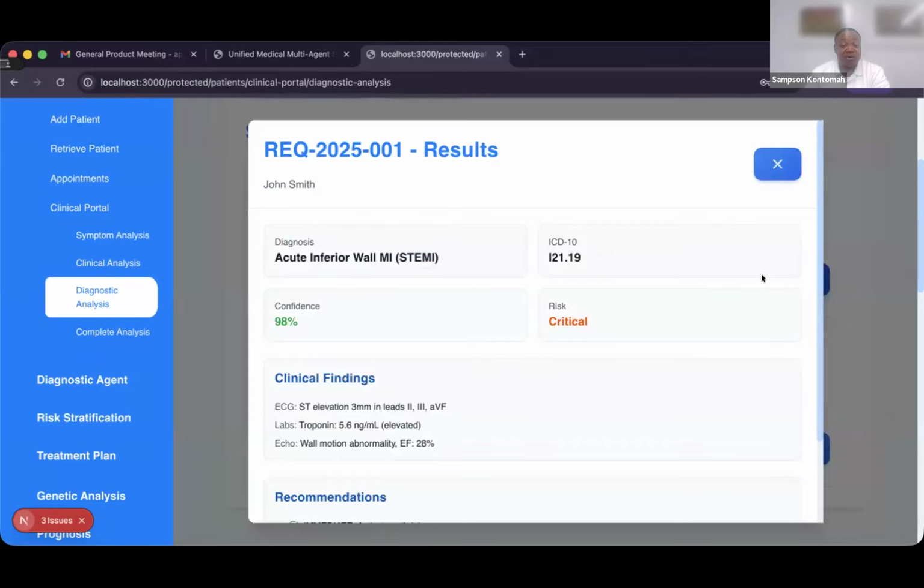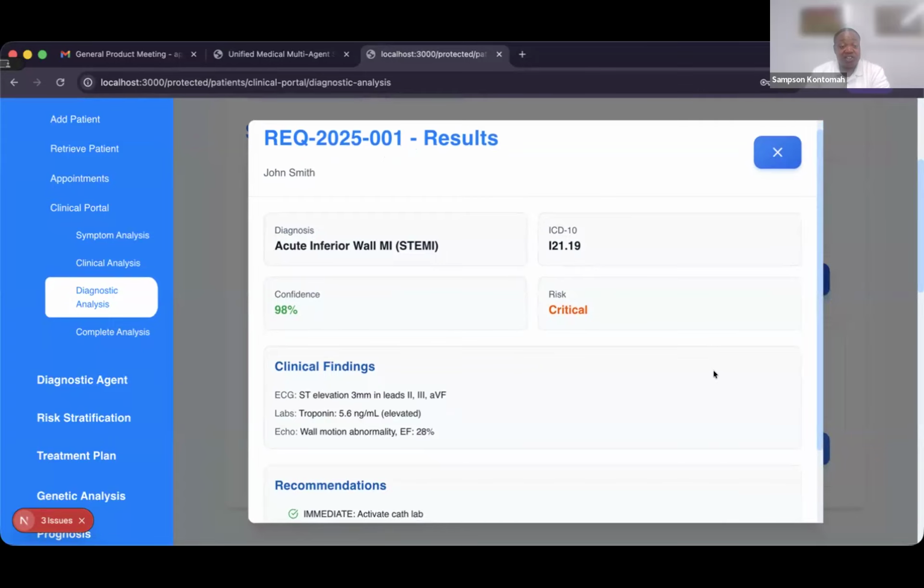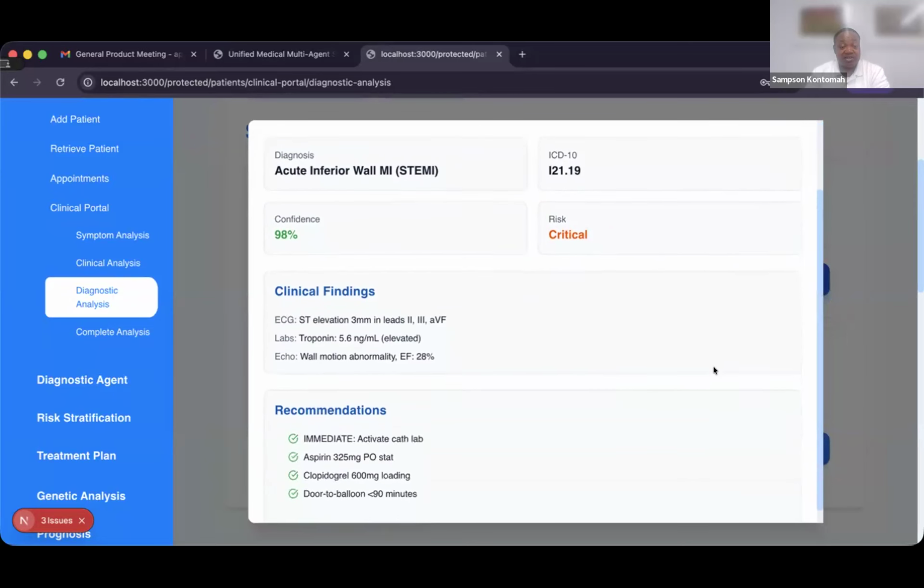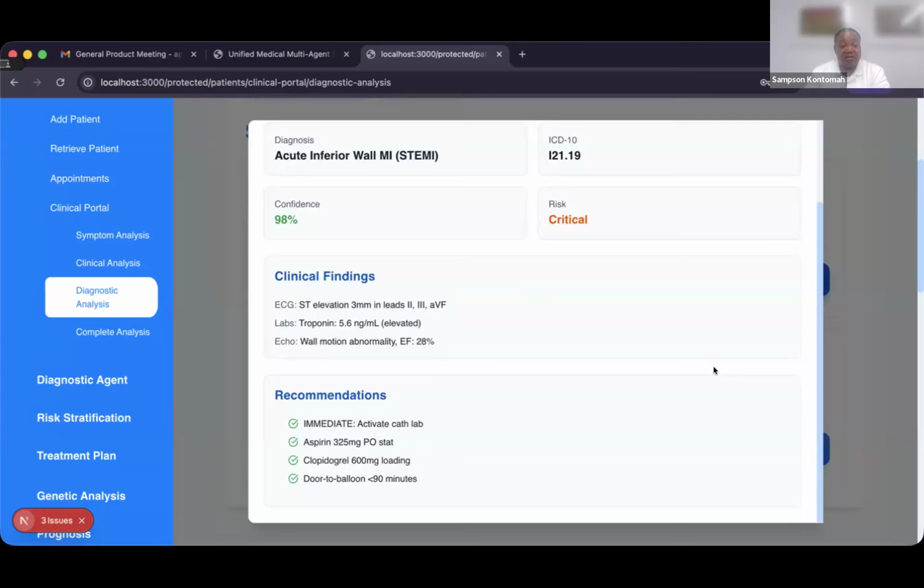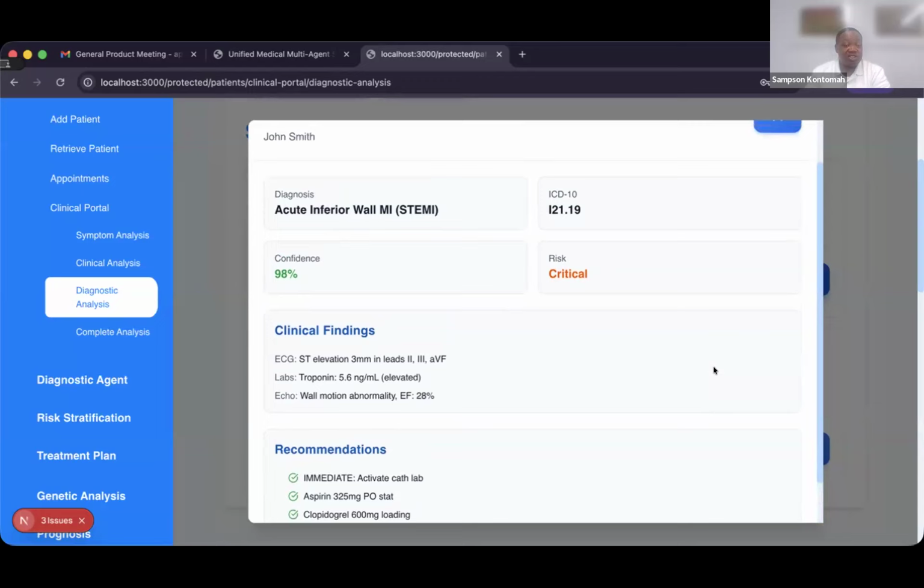Based on this report, we can see that the clinical findings are that the patient's ST elevation is 3 millimeters in lead 3, 2-3 in aVF. In the labs, troponin level is 5.6 nanograms per milliliter and is elevated. And echo shows wall motion abnormality with an estimated ejection fraction of 28%. So what do they recommend? Immediate activation of the catheterization lab, and also recommending aspirin 325 milligram to start with, and clopidogrel 600 milligram loading, and door to balloon less than 90 minutes. So this is just the first one.